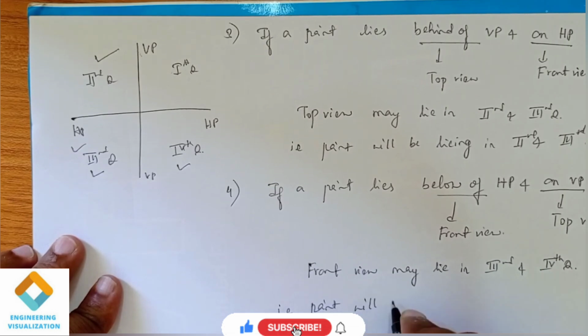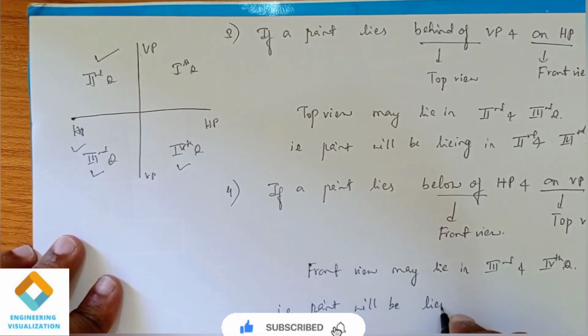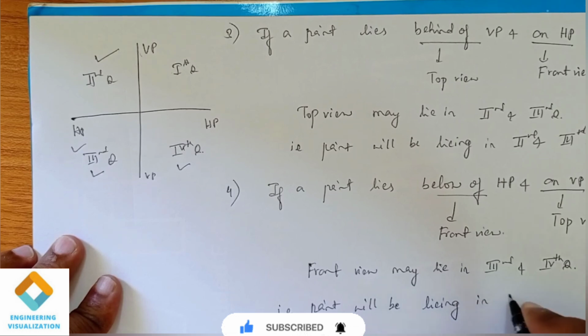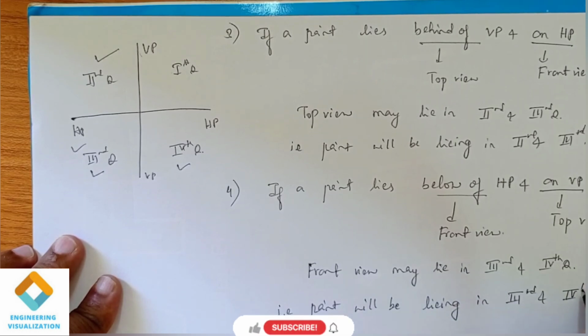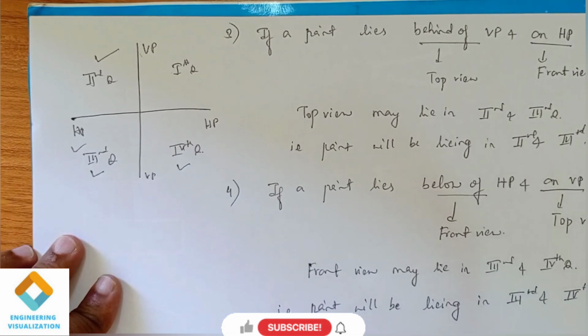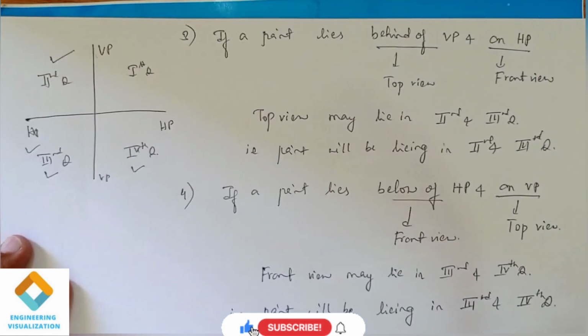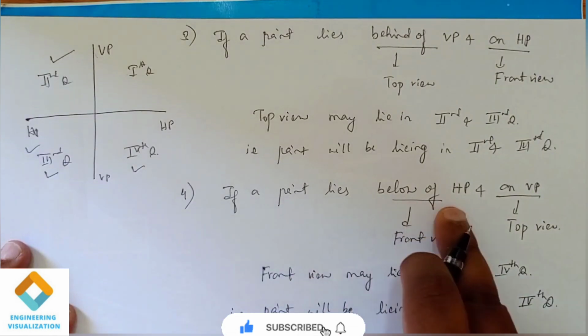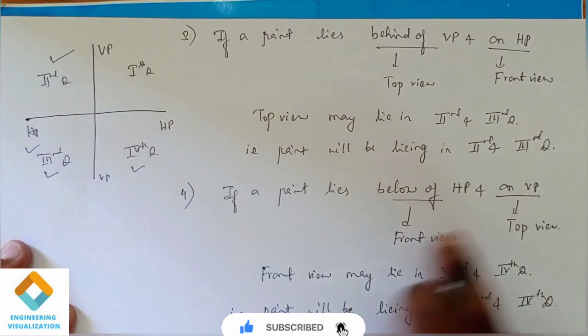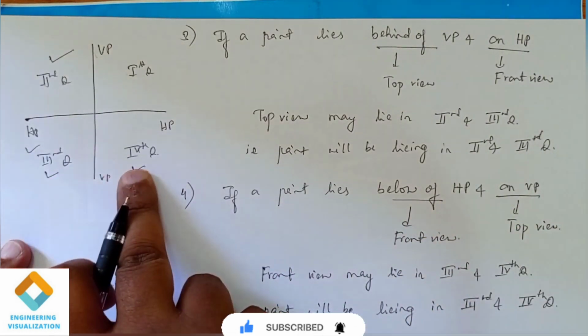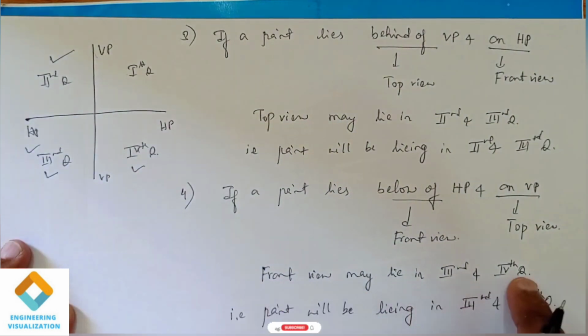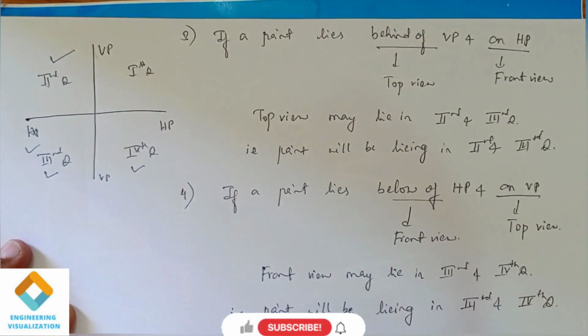So the point will be lying in third and fourth quadrant. If a point lies below HP and on VP, below HP means two chances, third and fourth quadrant. So the front view may lie in third and fourth. That is, finally, the point will be lying in third and fourth quadrant.